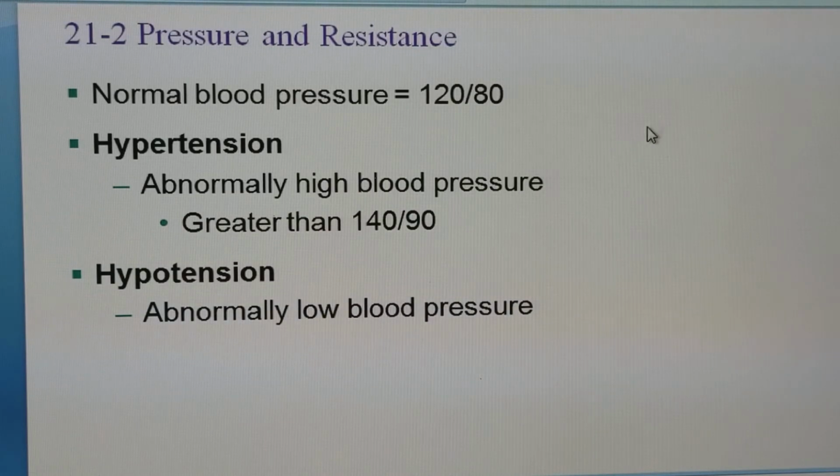Pressure and resistance. Normal blood pressure is 120/80. Hypertension is abnormally high blood pressure, greater than 140/90. Hypotension is abnormally low blood pressure. And let's say somebody comes into your office, or you take somebody's blood pressure and you notice that their blood pressure is low. Is this necessarily a problem? No, it's not. But you need to ask questions.